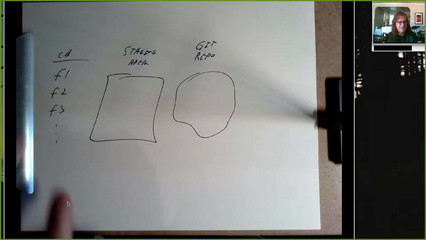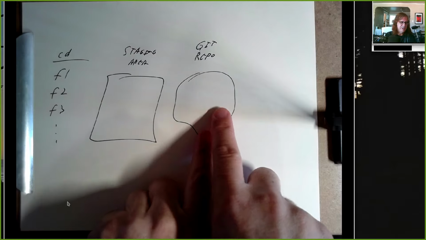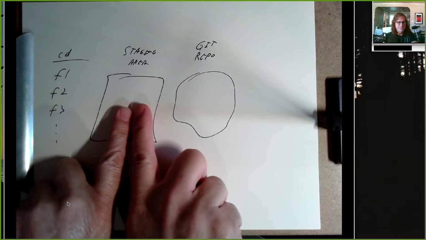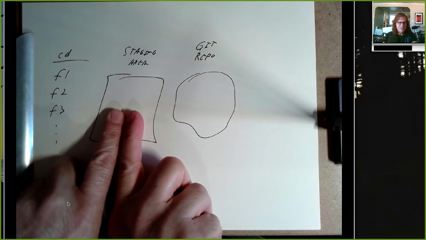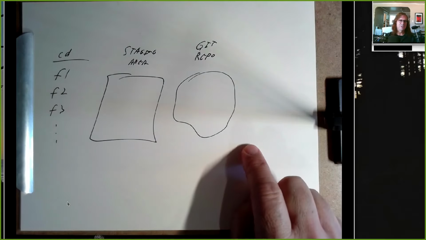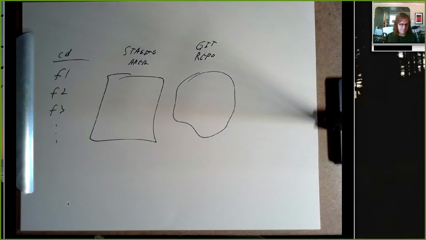And I don't add files directly to my repository. It's a two-step process. First, I put my files in the staging area, and then I say, take everything in the staging area, add that to my repository. Okay, so we do these in two steps.